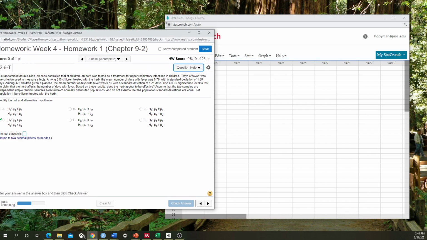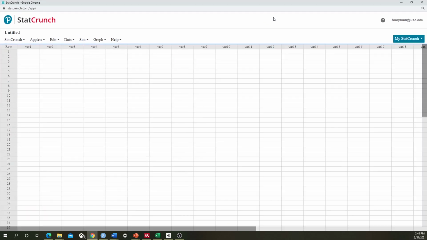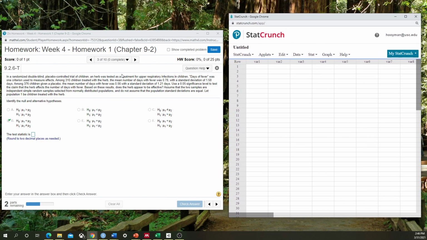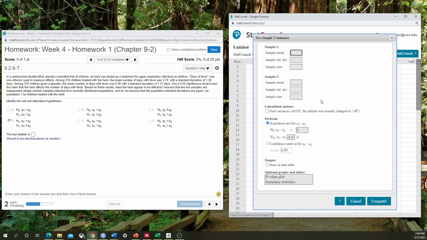Okay, so I don't need this to be so big. Let's see if we can share. There we go. Alright, so I'm going to do this through the summary of the data which they have in the question. I'm going to go to t-stats, and instead of one sample like what we did last time, we're going to go to two sample, and we're going to go with summary.